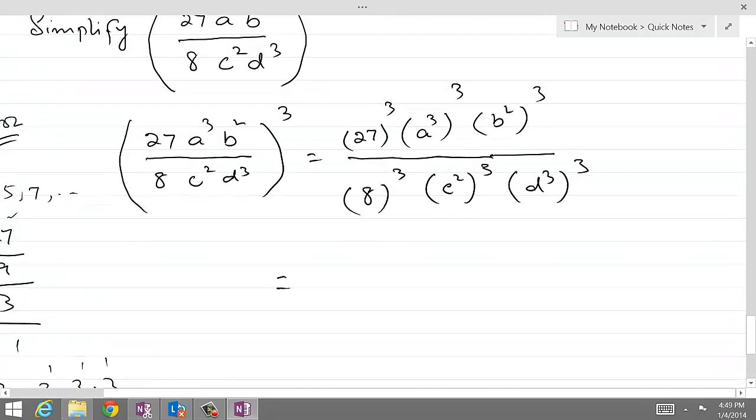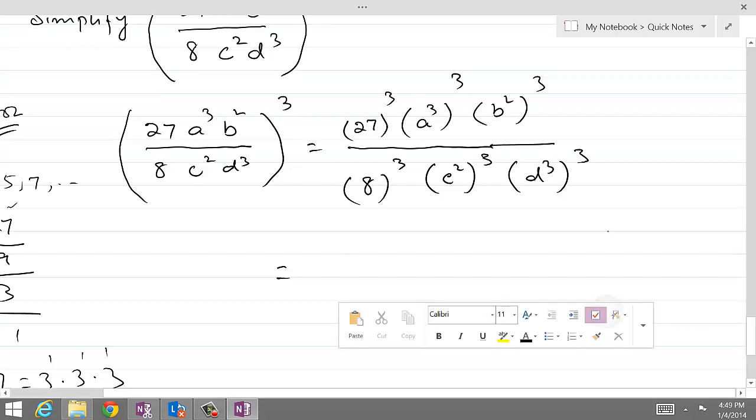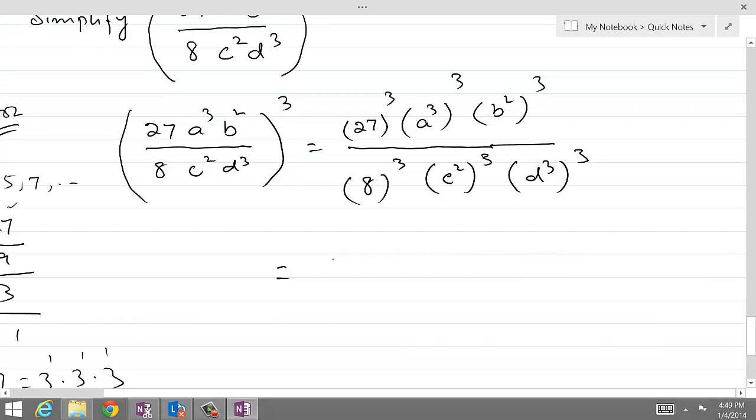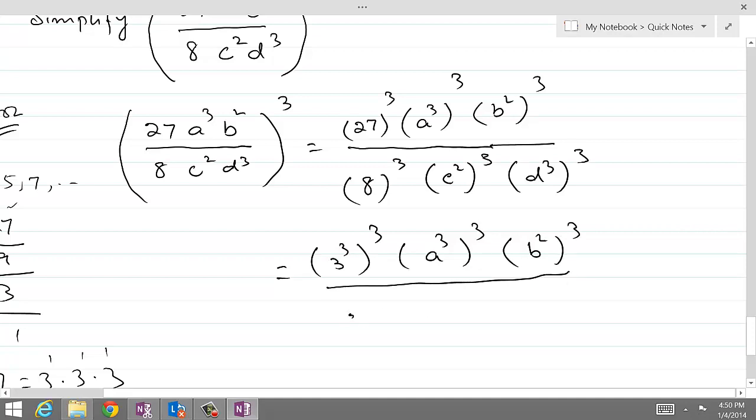So let's replace 27 with the corresponding equivalent number. That's 3 power 3 and whole power 3 again, and then a power 3 power 3, b squared power 3, and instead of 8 we're going to write 2 power 3 and then power 3, and then c squared power 3 and d cube power 3.